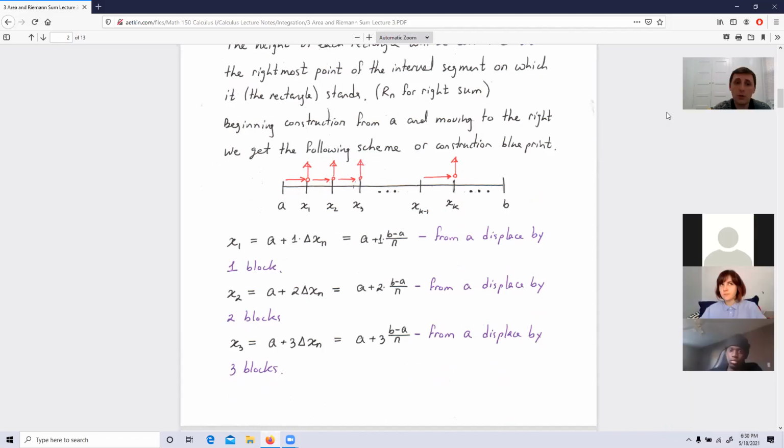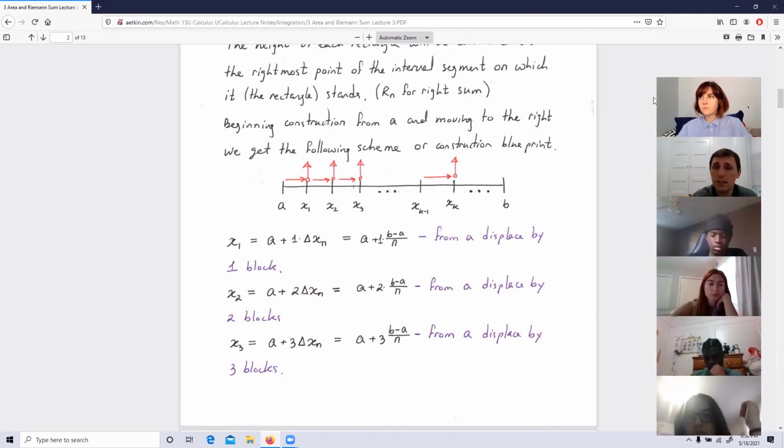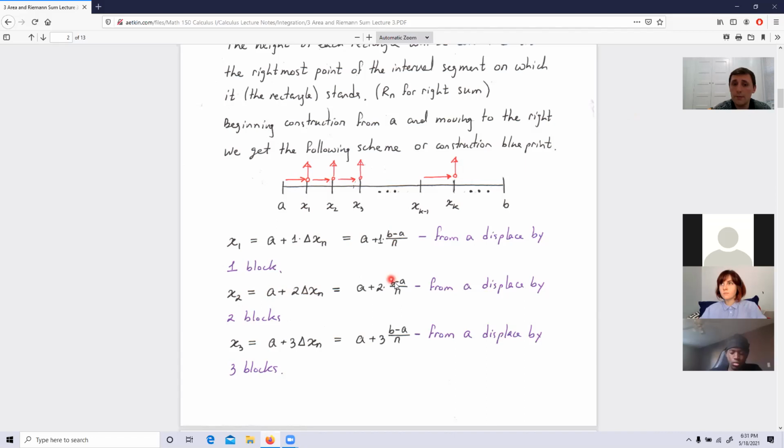Good. So how do I get to x1? Well, the direction is this: start at A and displace one block. In other words, it's a plus 1 times (b minus a) over n. Do you agree? At x2, if you start from A, you have to displace 2 blocks. So it's 2 times delta xn, yes? Which is 2 times (b minus a) over n plus a.